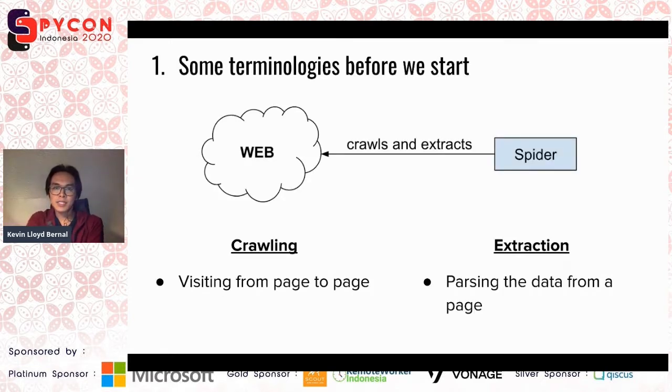So this is just a really simple diagram of a spider, or rather a script, in Python, which has 2 main properties, or rather actions. The first one is crawling, and the second one is extraction. Crawling is just the concept of visiting one page after another and so on, and extraction is simply parsing the data set from a given page.